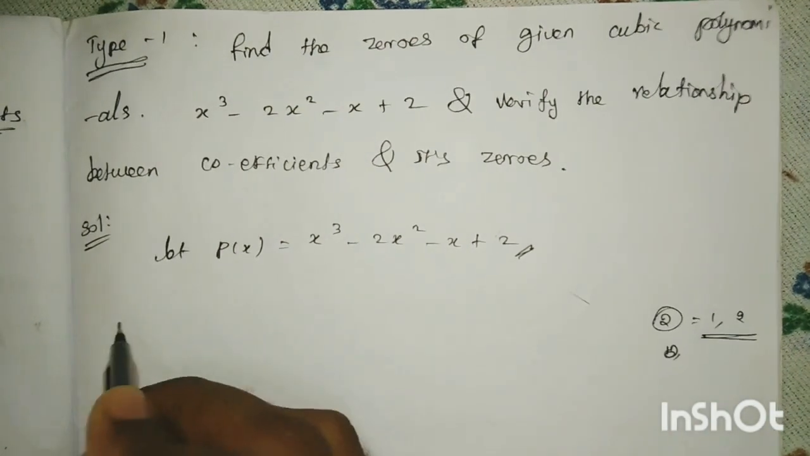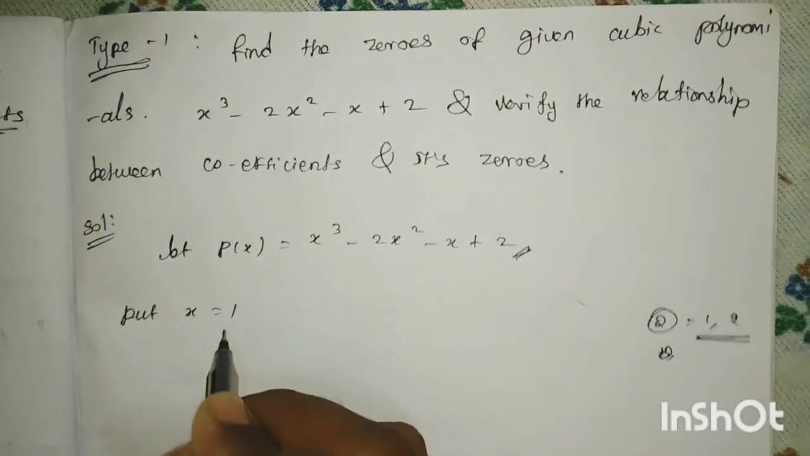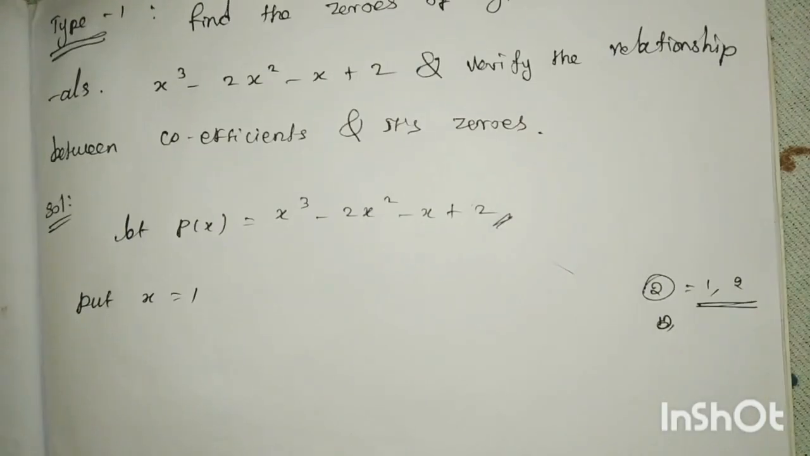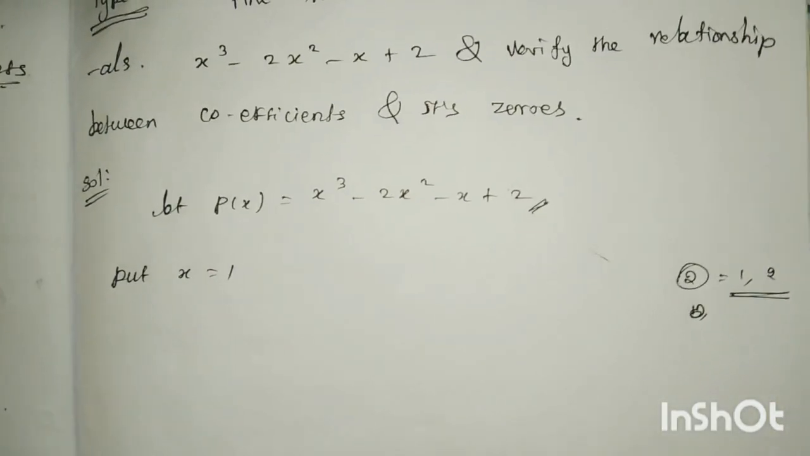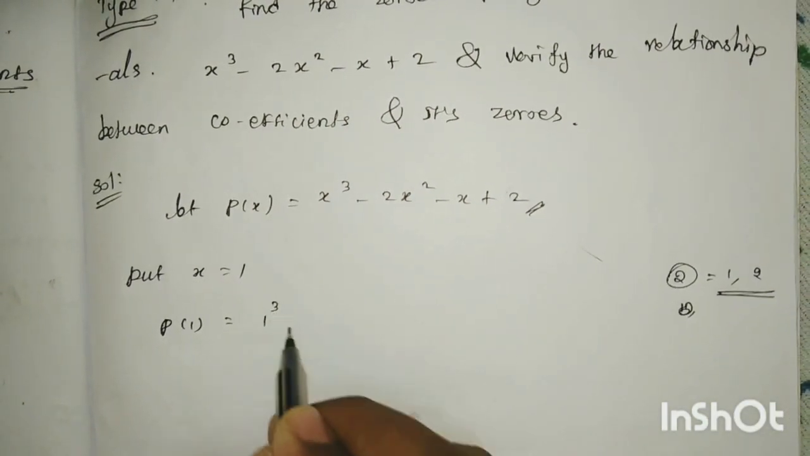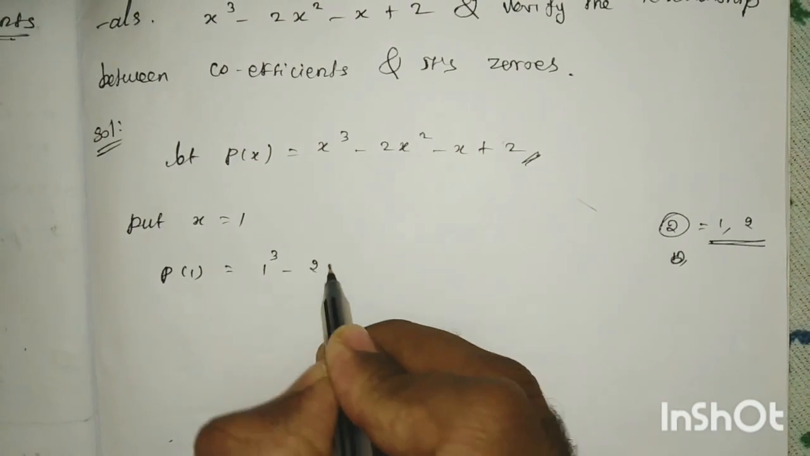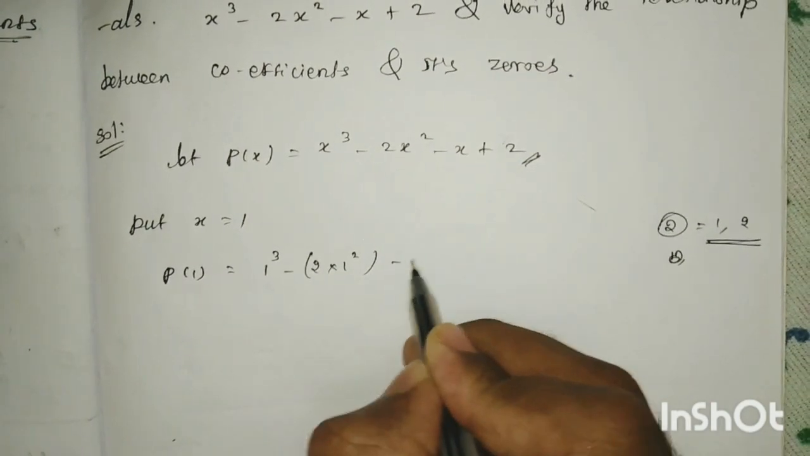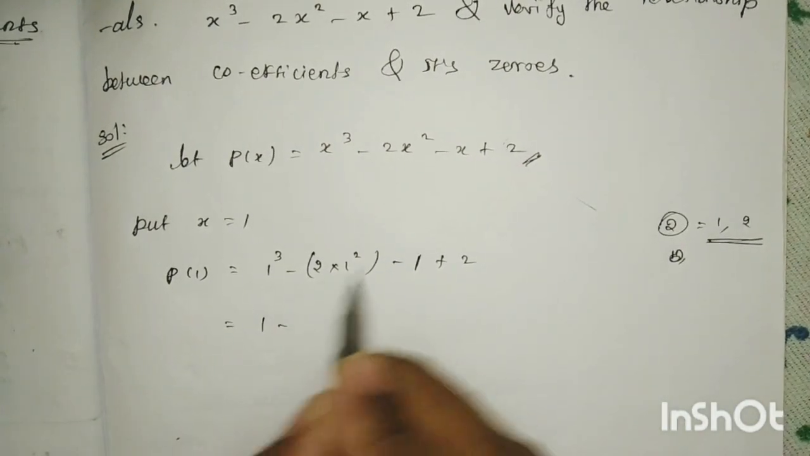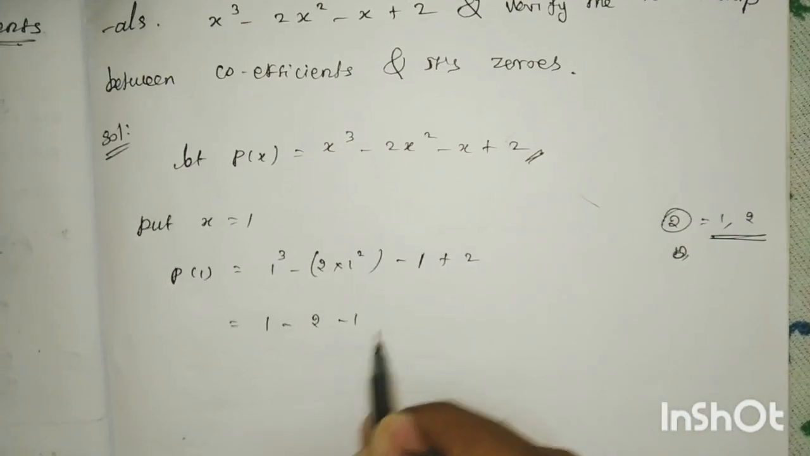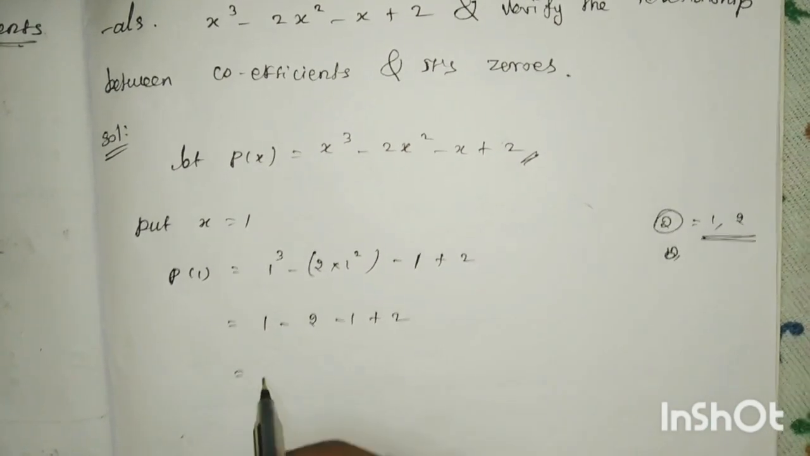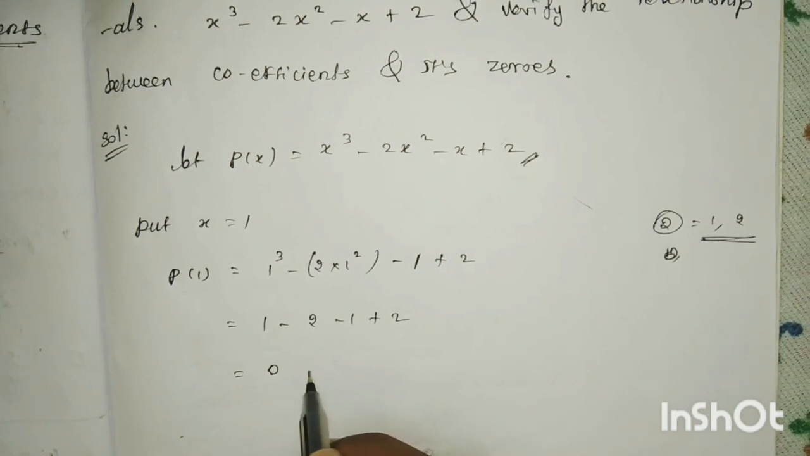Now instead of x, I can put x is equal to 1. You can take only the factors of the constant term, right? It is one of the ways. Now the factors of the constant term, the first one is 1, so I put x is equal to 1. So p of 1 is equal to 1 cube minus 2 into 1 square minus 1 plus 2, right? Then 1 cube is 1, minus 1 squared is 1 into 2, minus 1 plus 2, right? Here plus 1 minus 2 minus 1 plus 2, right? So 0. So p of 1 is equal to 0.